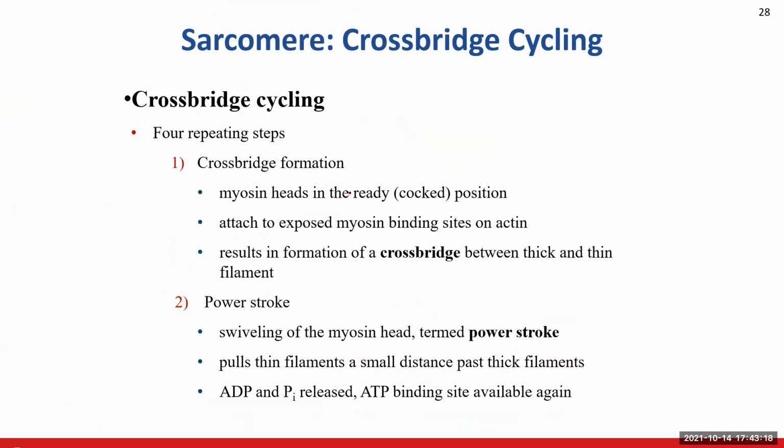Step 2 is what we call the power stroke. This is when we're actually going to see movement. What will happen is that myosin head that was cocked will now swivel. And as it's swiveling and moving, it's going to pull the actin filament, the thin filament, past the thick filaments. As this occurs, remember I told you we have 2 binding sites on the myosin head. One is for actin, the other one is for ATP. At this point, that ATP has undergone a chemical reaction, and it is ADP and an inorganic phosphate. So both of those molecules were attached onto the ATP binding site. So when the power stroke occurs, both of those molecules pop off.